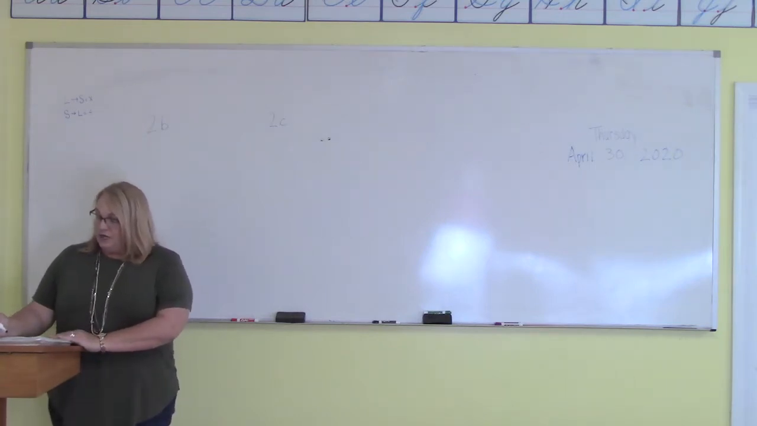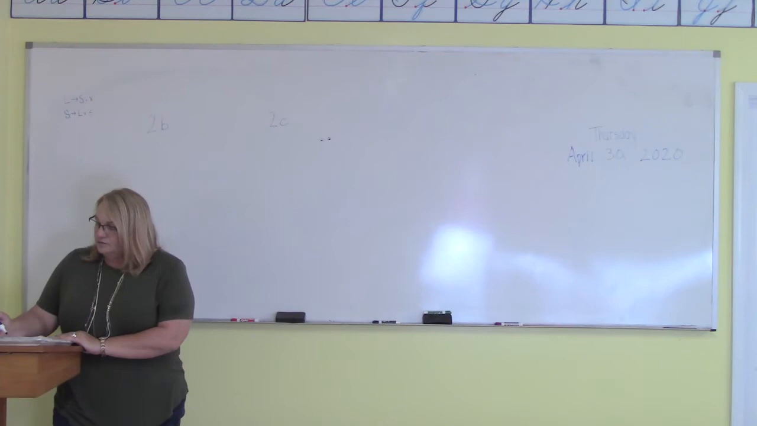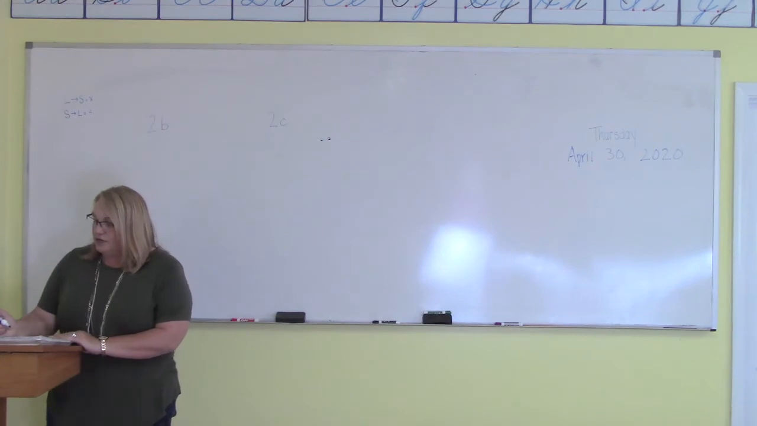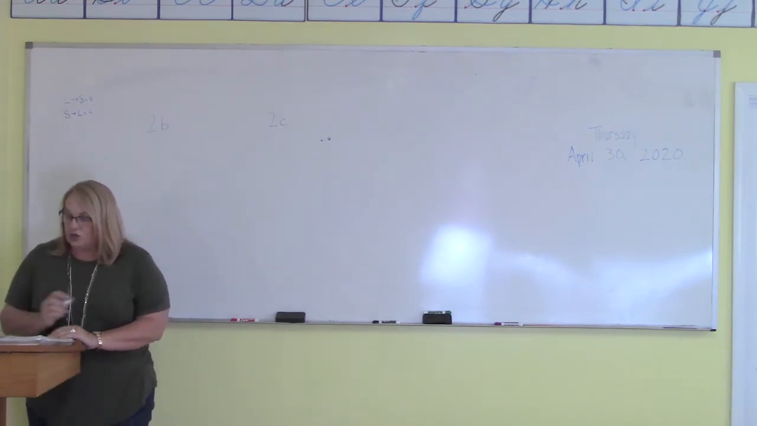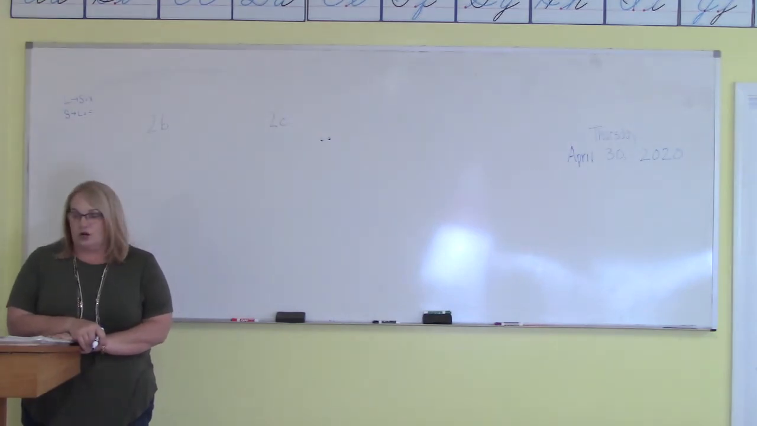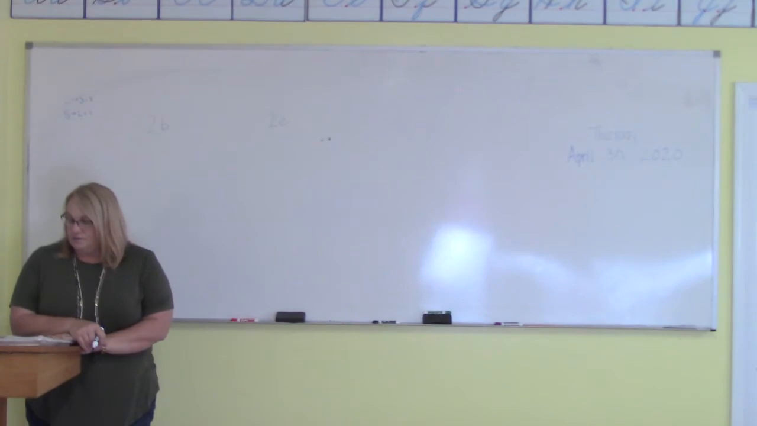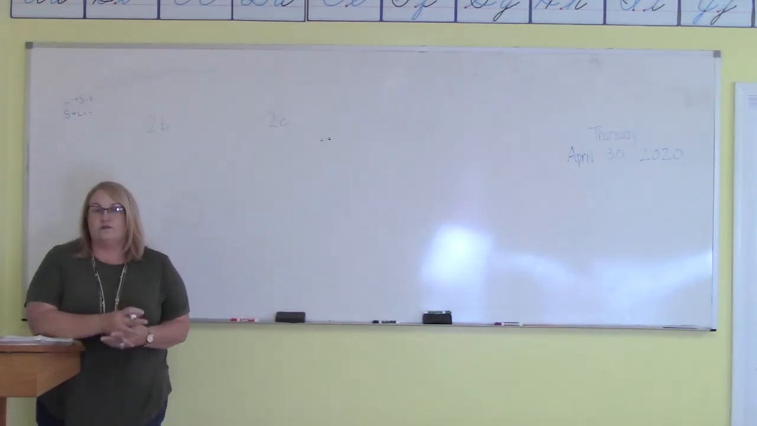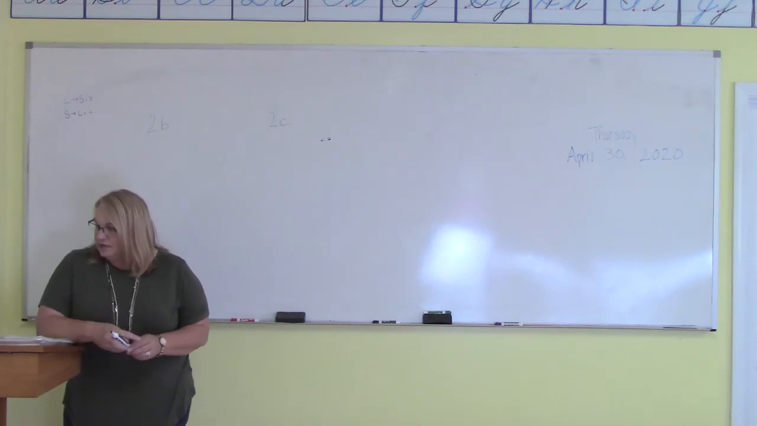The fourth picture, that is a simple closed curve. None of the lines are intersecting. What about the circle? Yes, that is a simple closed curve shape. And the last one, that is not a simple closed curve because the lines intersect.